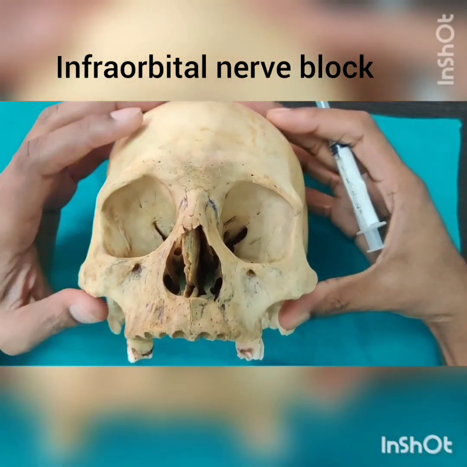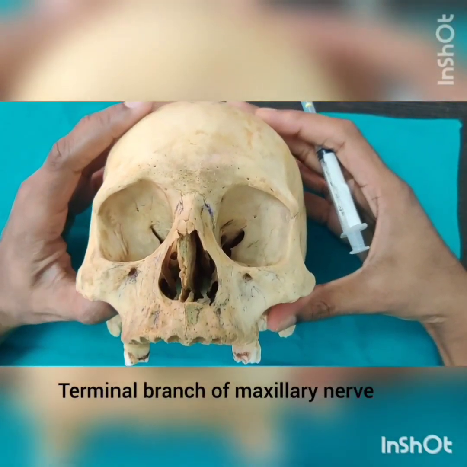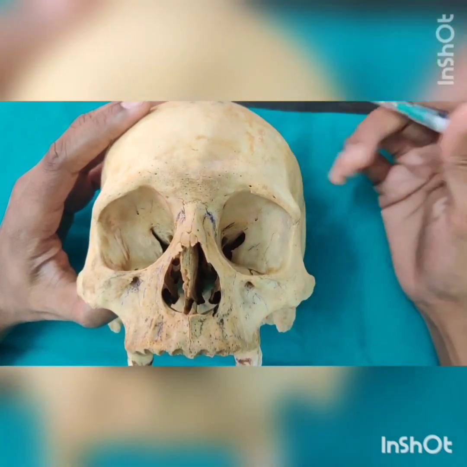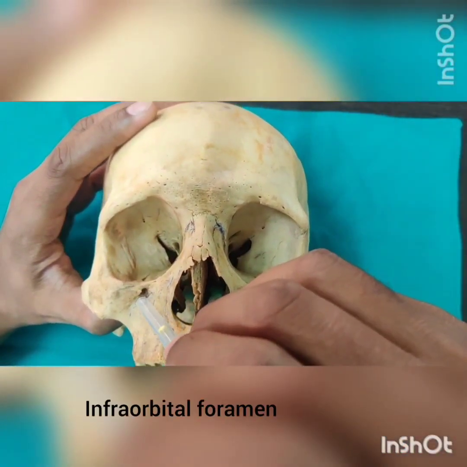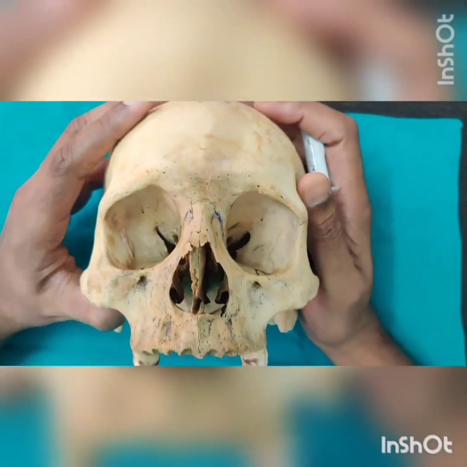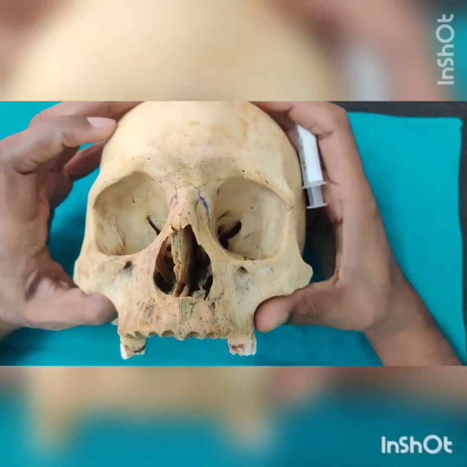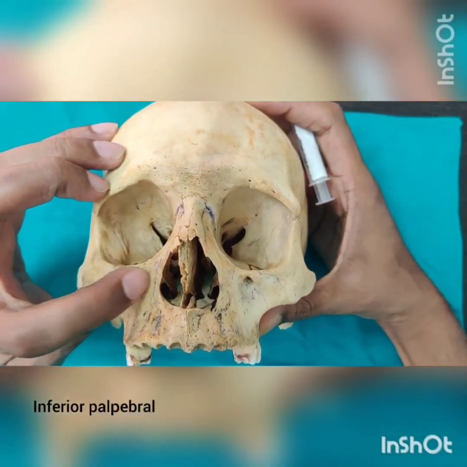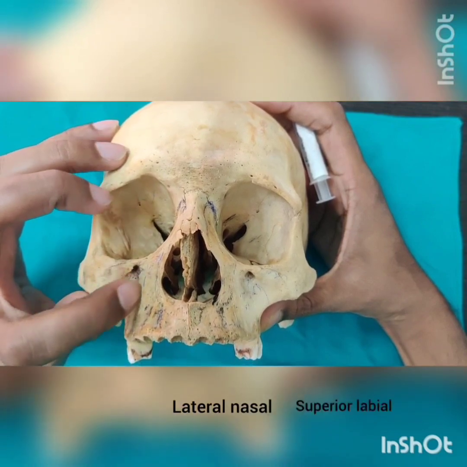The infraorbital nerve is one of the terminal branches of the maxillary nerve. It exits from the infraorbital foramen and supplies the soft tissue over the face. It has three branches: inferior palpebral, lateral nasal, and superior labial.